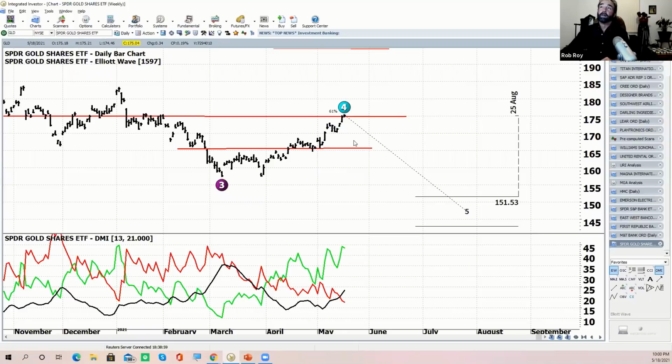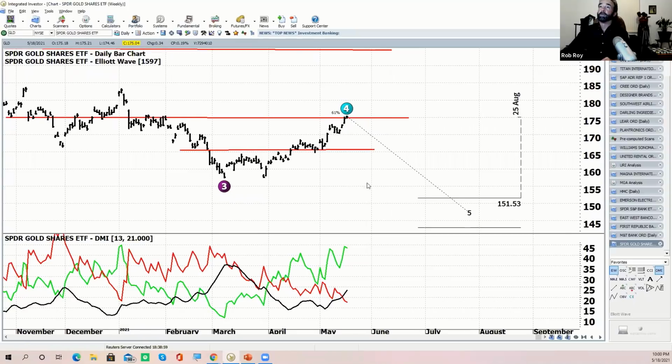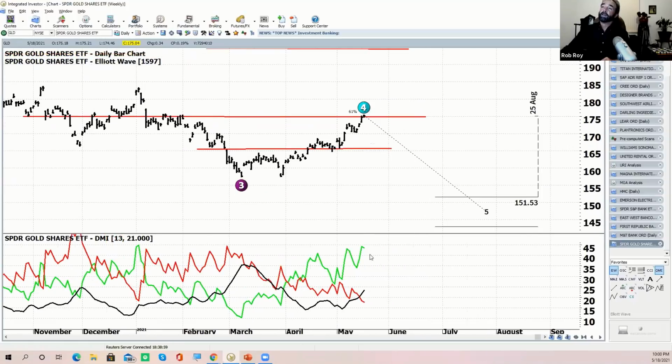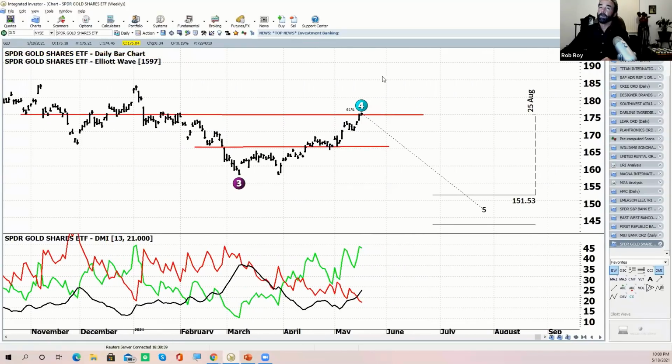Maybe it will. And maybe that 61.8% fib level at resistance at 175 holds. That's possible. The suggestion from the DMI is that we're going to break through that. It's going to be very interesting. So ask these same questions next week, because we'll know a whole lot more then, won't we?